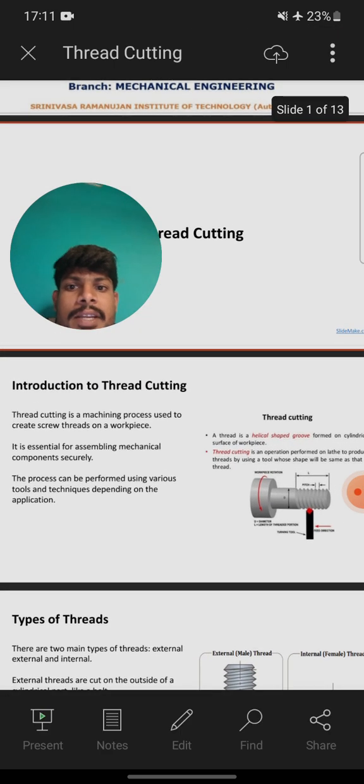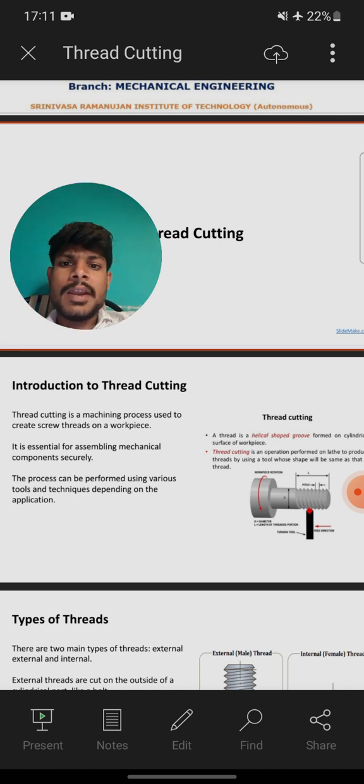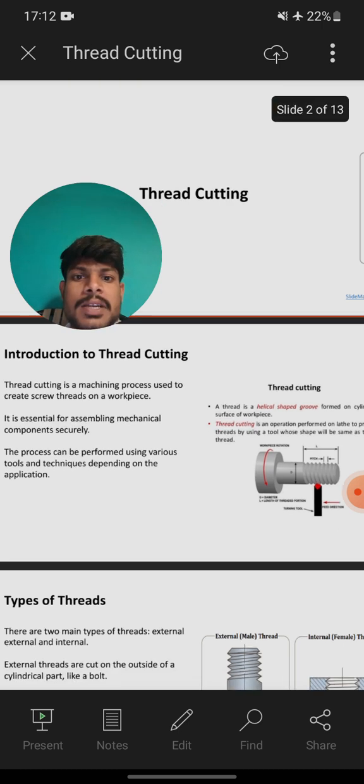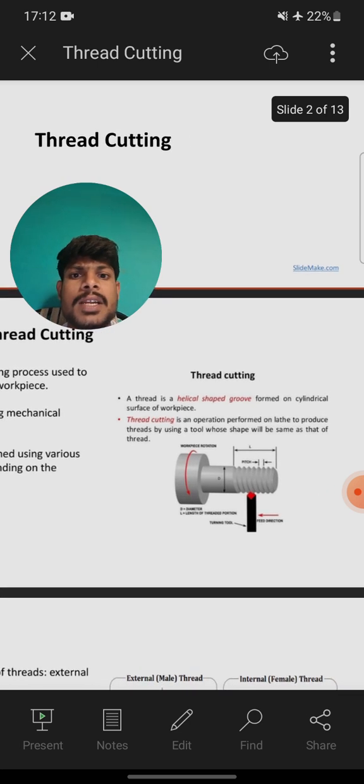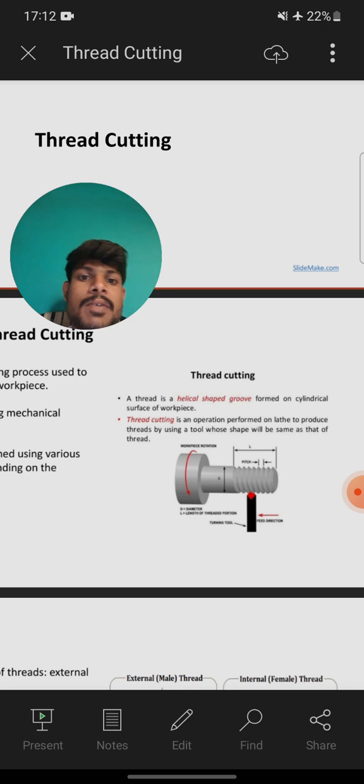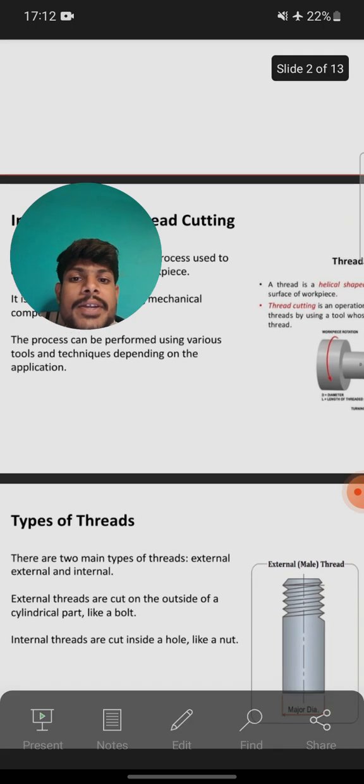Introduction to thread cutting. Thread cutting is a machining process used to create threads on a workpiece. It is essential for assembling mechanical components securely. The process can be performed using various techniques and tools depending on the application. A thread is a helical shaped groove formed on the cylindrical surface of a workpiece.